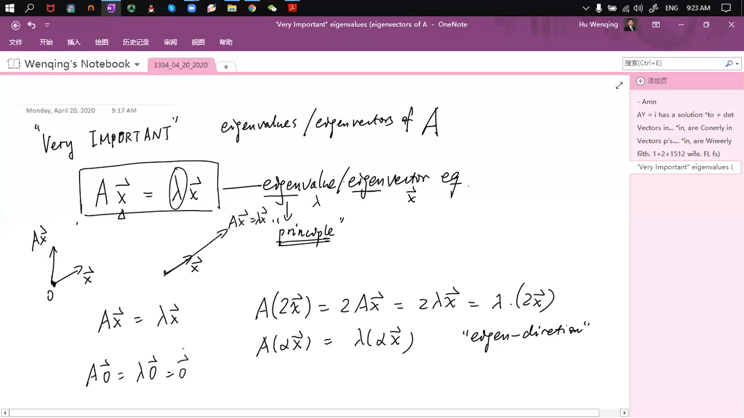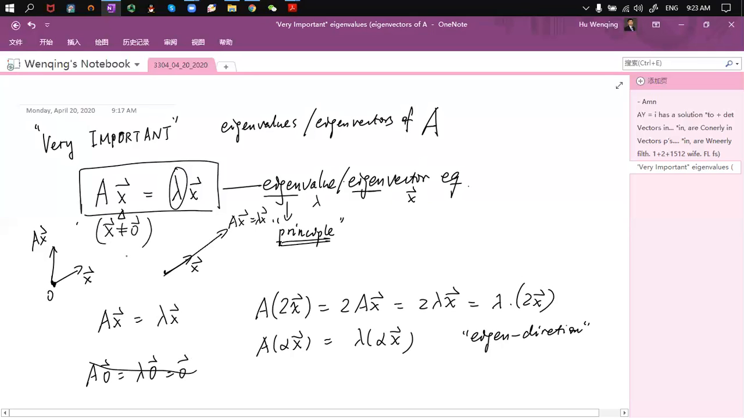Both are equal to 0. So that means 0 is always an eigenvector of this equation, which is kind of what we don't need. Because this is so trivial, we're going to put an assumption that the eigenvector cannot be 0.